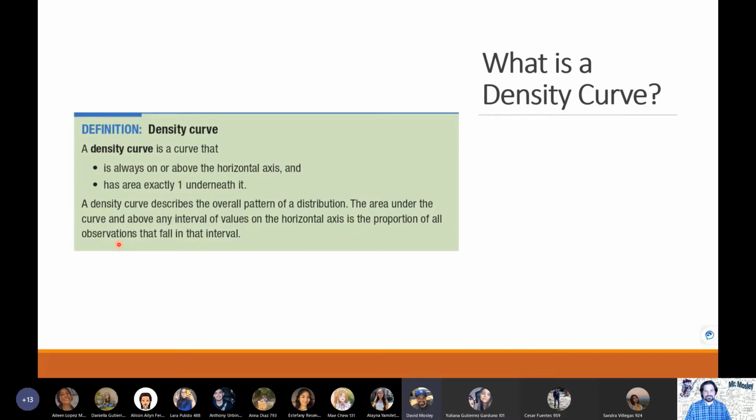And it all relates back to the stuff that we have been talking about with percentiles and quartiles and z-scores and things like that. They all help build this idea of a density curve and how to read one.